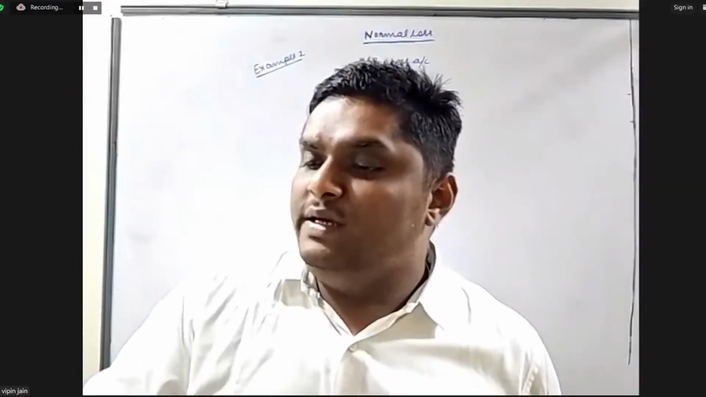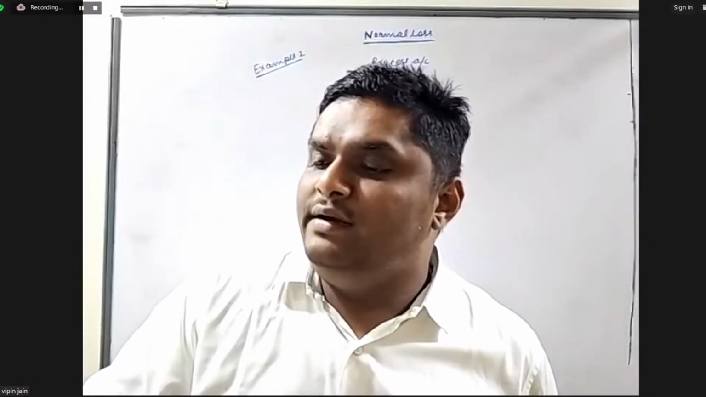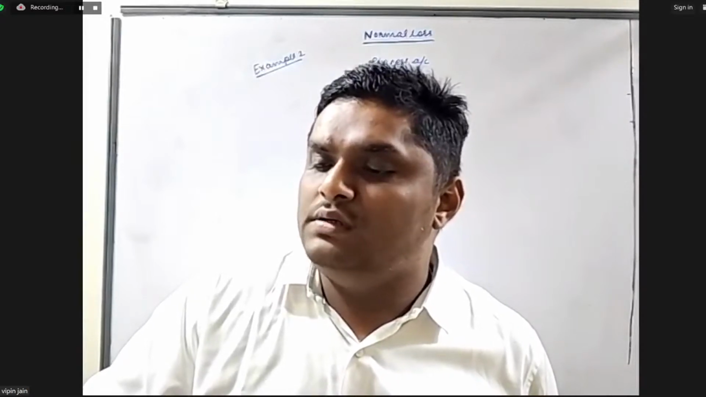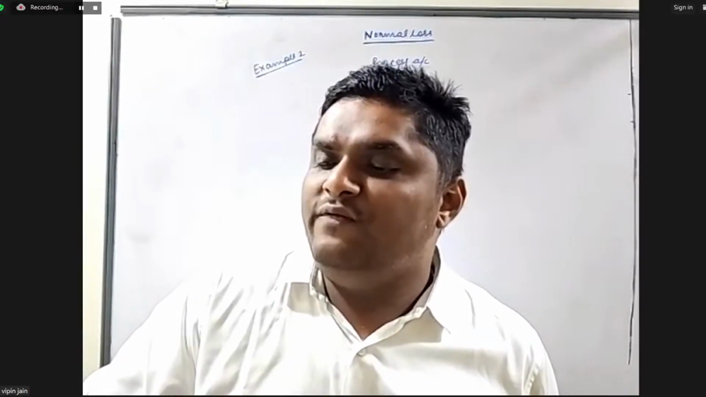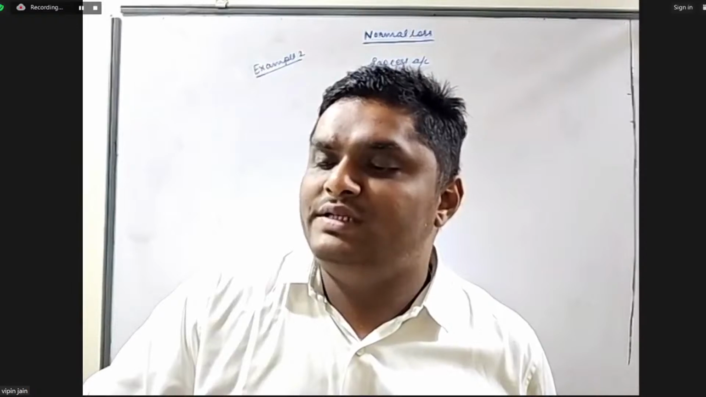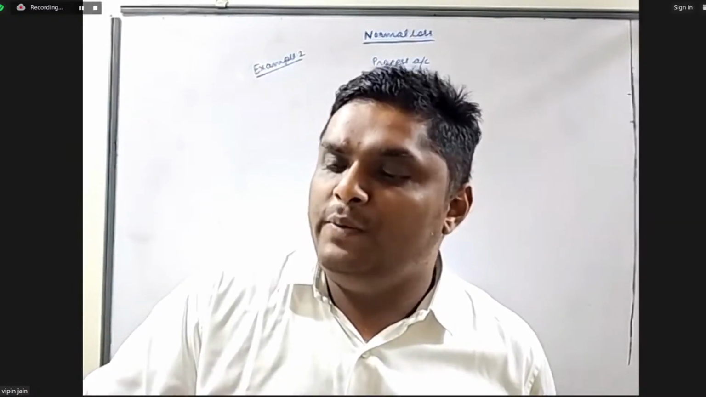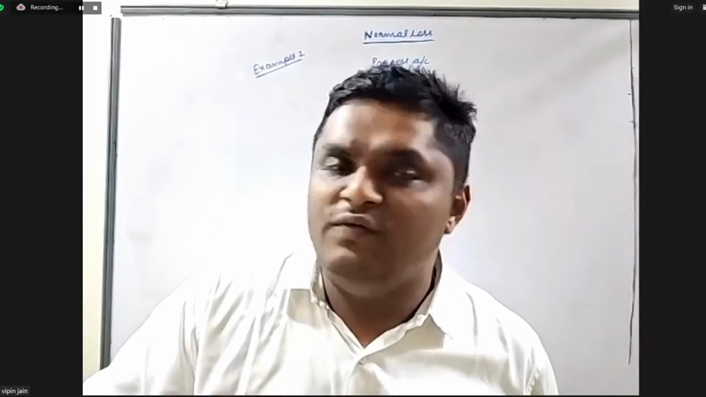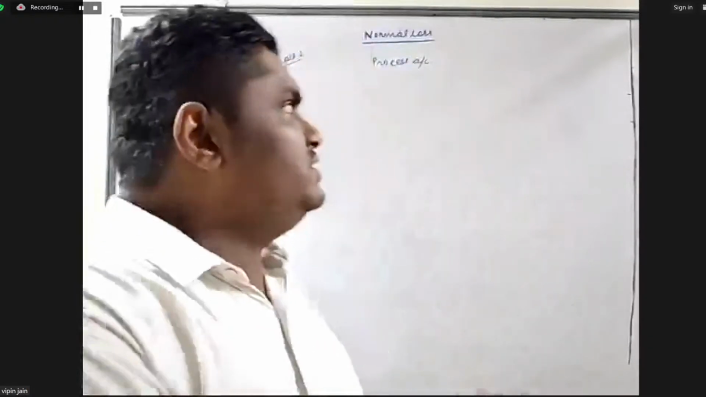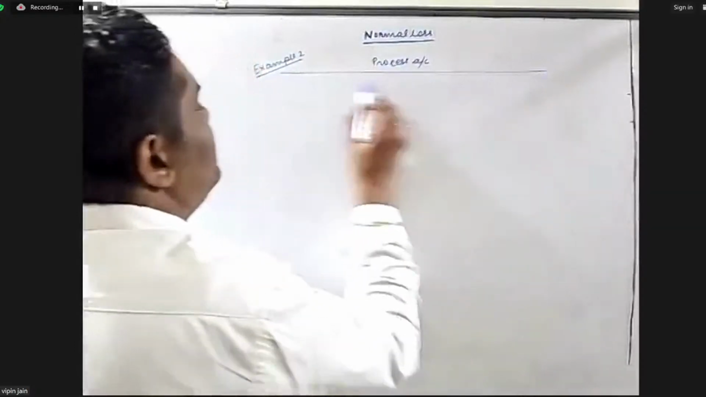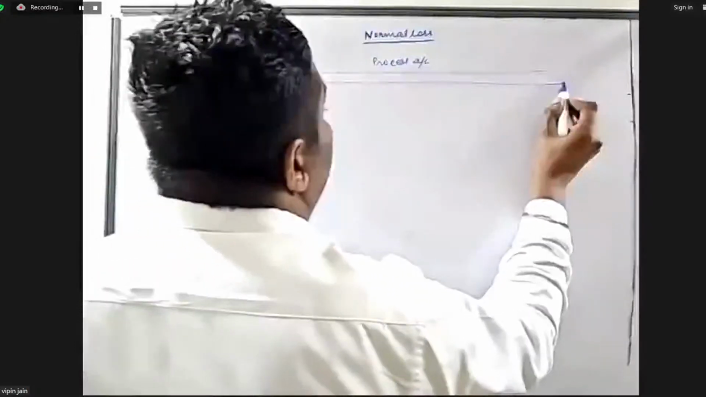So example number 2, a question relating to normal loss. The material is 1000 units at the rate of 100, so the total value is 1 lakh. Labor cost is 1,50,000. Other expenses are 50,000. Scrap value realized is 12,000. The normal loss is 10% of the input. Prepare the process account and calculate the cost of good units. It's a very basic question. I'm discussing this question for better understanding of the concept of normal loss.